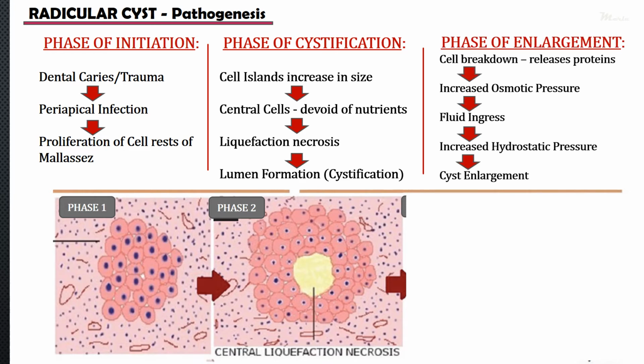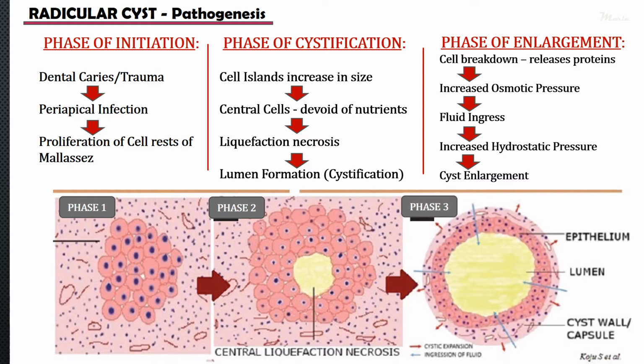The third phase is also known as the phase of enlargement. Following cystification, there is increase in osmotic pressure. This is due to the degenerative products which result in increased protein content within the center. The resulting increased osmotic pressure will result in ingress of fluid from the surrounding connective tissue into the lumen. As this process continues, the hydrostatic pressure in the lumen increases, which forces the epithelial cells apart along with the connective tissue. This is what results in enlargement.